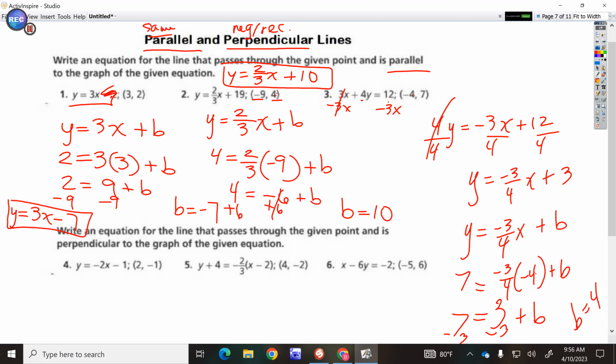So my equation, same thing we had right here before we switch it to a b, but now we put the new b in there, plus 4. Any questions?